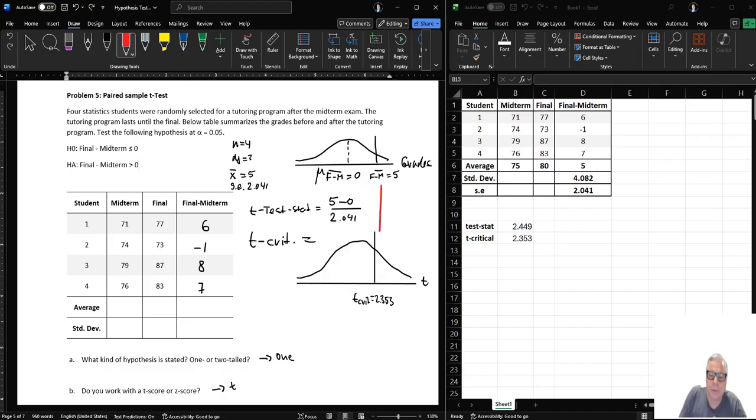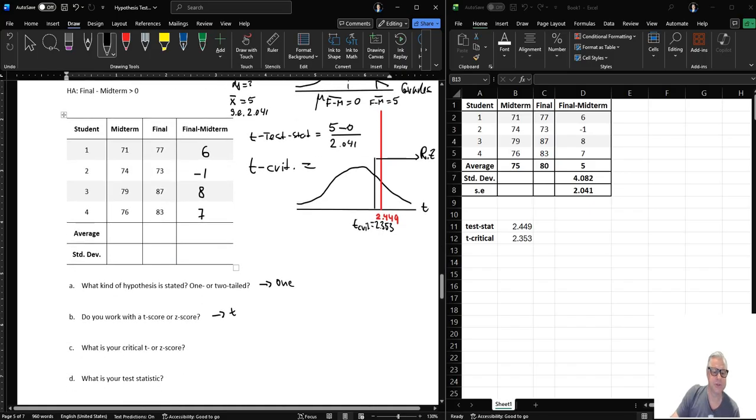So this one here, we can see this is clearly in the rejection zone, 2.449. Because our rejection zone starts next to the critical T, so this is the rejection zone. So our test statistic falls into the rejection zone.